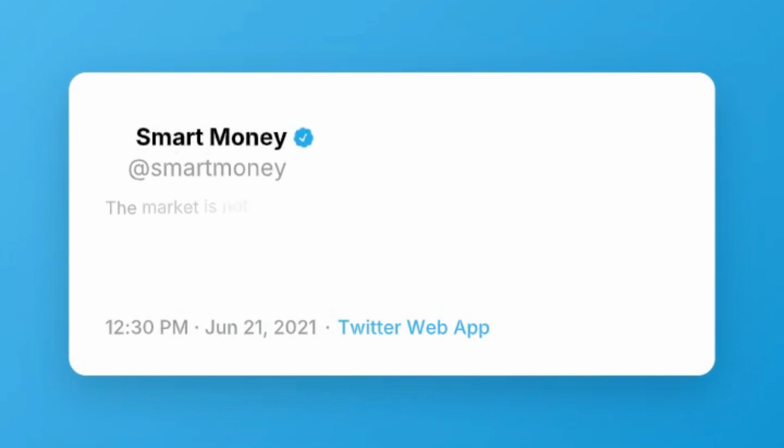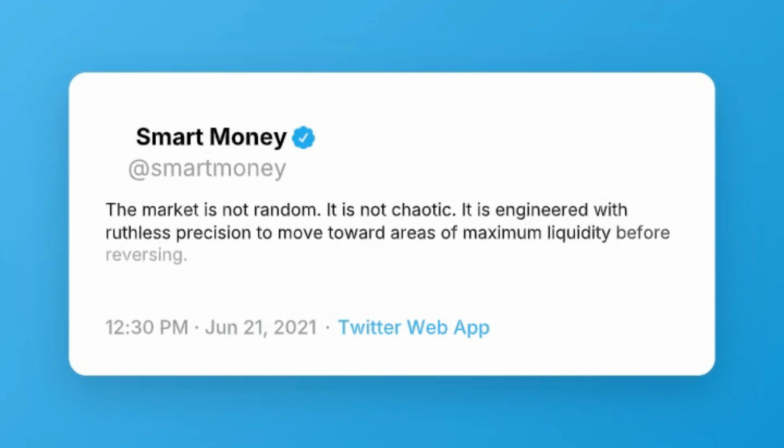The market is not random. It is not chaotic. It is engineered with ruthless precision to move toward areas of maximum liquidity before reversing.